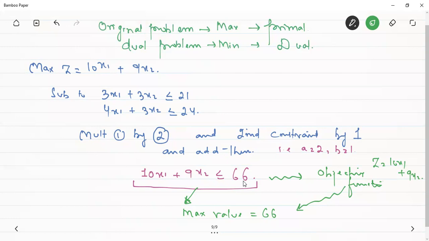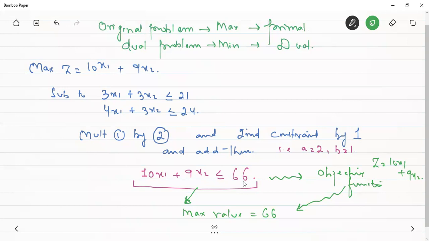Here my upper bound is also the maximum, but in the previous problems my upper bound or upper estimate wasn't the maximum. I had to minimize my upper bound. Therefore I had to minimize the problem, and therefore my dual was a minimization problem.